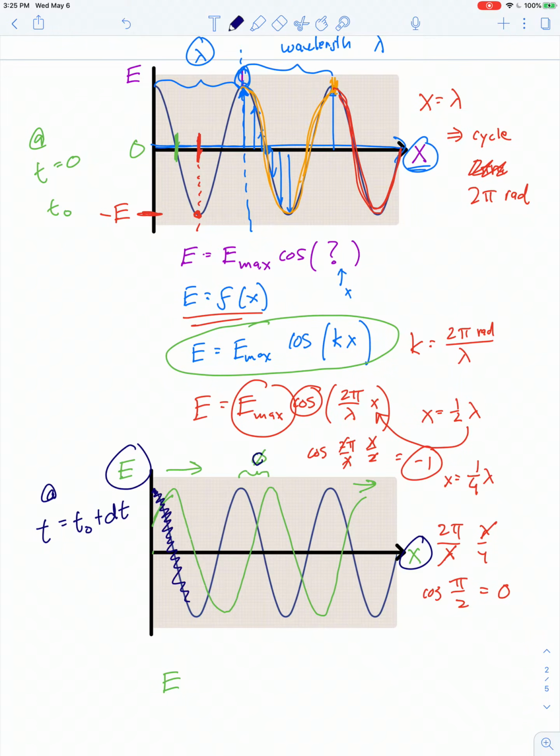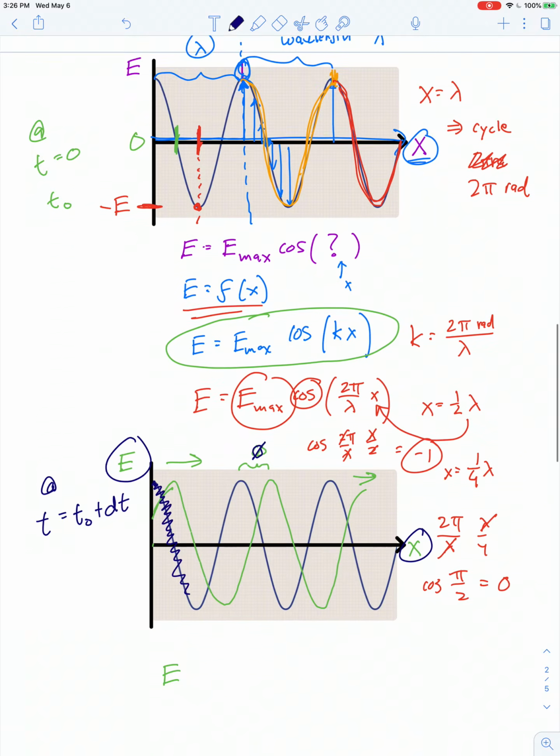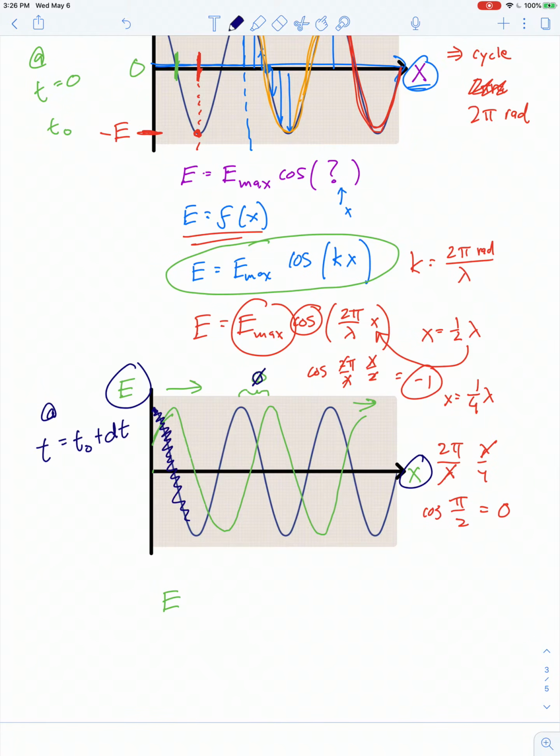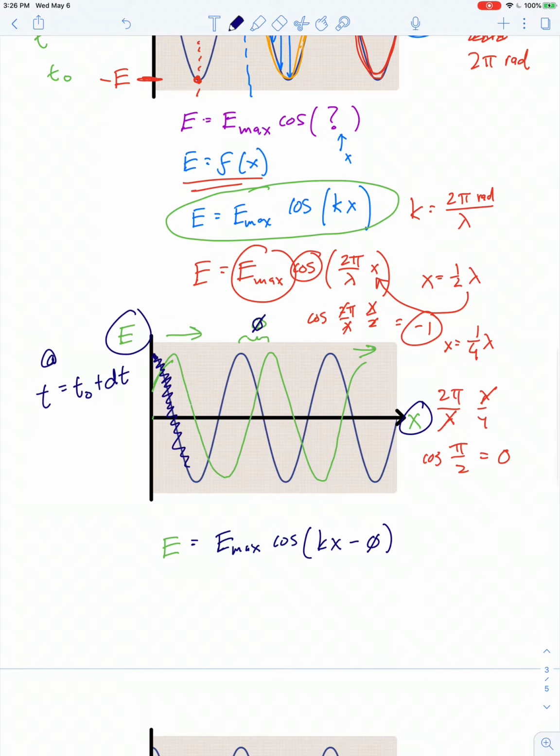So this amount of shift depends on how much time has elapsed. And E would then be equal to E maximum times cosine of kx. I think we have to say minus phi. Now think about why we say minus instead of plus. If you just make a graph of cosine of theta, for example, let's compare that to theta. So when theta is 0, cosine is 1. When theta is pi over 2, cosine is 0. When theta is pi, cosine is -1, and so on.